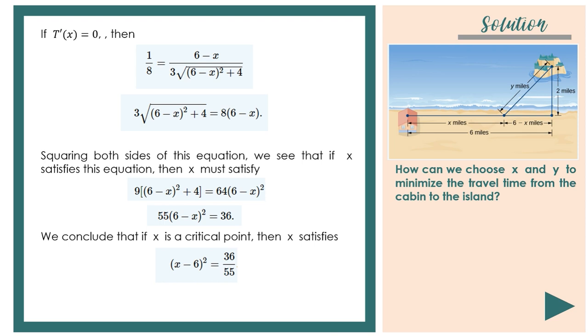So, in order to manipulate this equation nga mas hapos sa aton, we are going to cross multiply. So, we'll have 3 square root of 6 minus x squared plus 4 is equal to 8 times 6 minus x. So, if we square both sides of the equation, we see that if x satisfies this equation, then x must satisfy sang aring equation. So, this is square natin both sides of the equation.